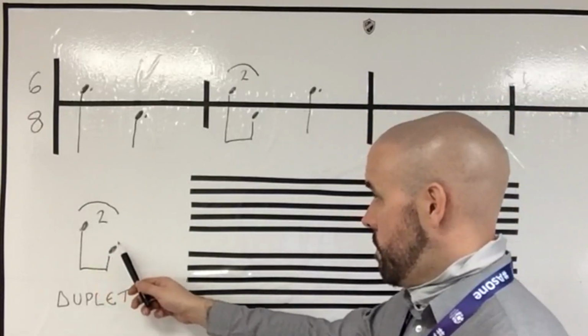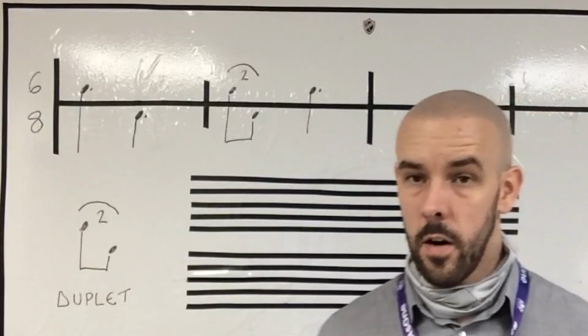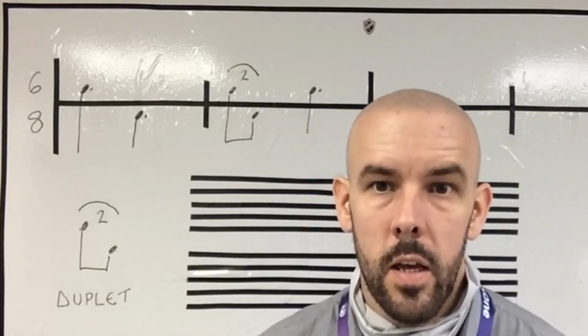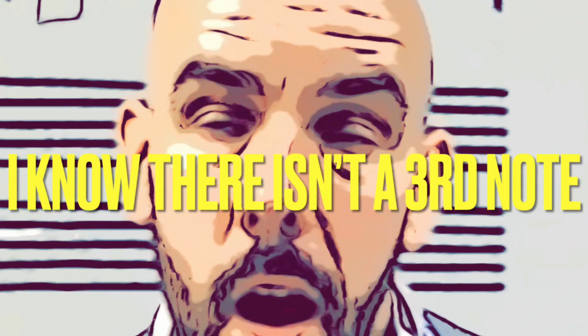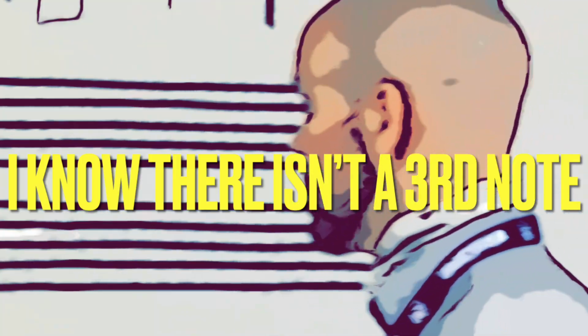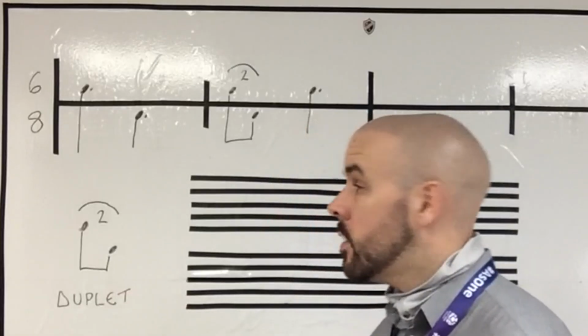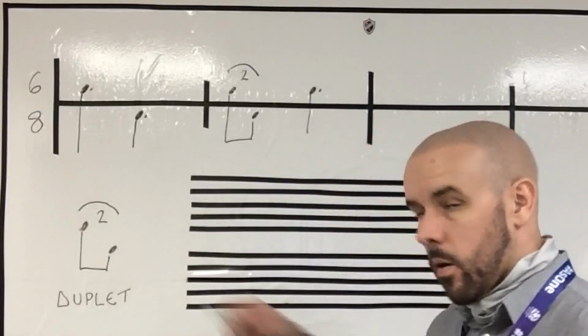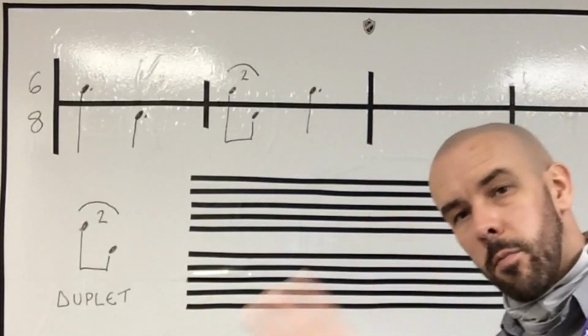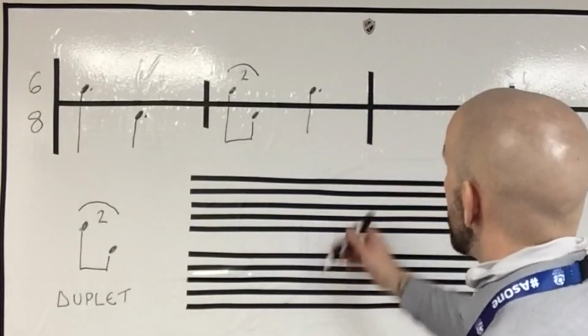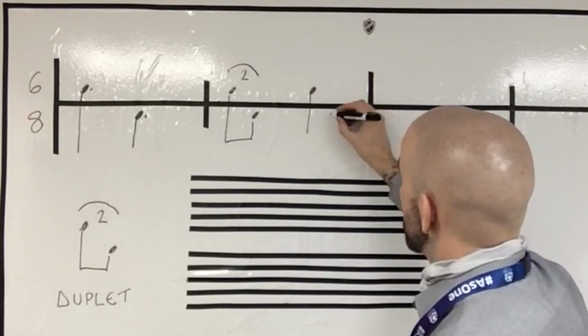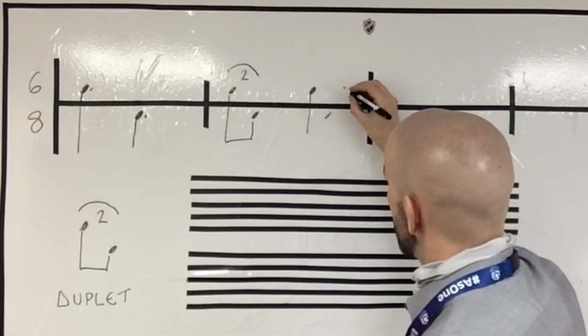So that 2, you would actually add up as 3. And again, you're like, but there isn't a third one there. I know there's not a third one there, but you've just got to add that third one. Not write it in, just add it up when you're counting them, because it's 2 in the time of 3. And it's quite a nice effect now and then.